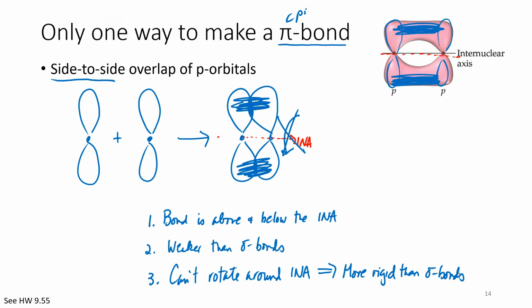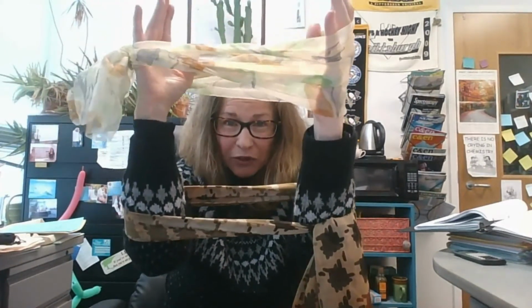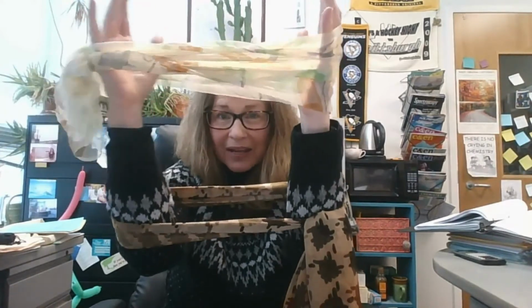Let me show you what I mean. Remember how in a sigma bond, the atoms could rotate around that internuclear axis? That's not true in a pi bond. In a pi bond, the bond is located below and above the internuclear axis. So this scarf represents the bond below the internuclear axis, and if this is all I had, I might be able to rotate an atom around that internuclear axis, but I don't. The bond is also located above the internuclear axis, represented by this scarf here. Now when I try to rotate my atoms around that internuclear axis, I can't.